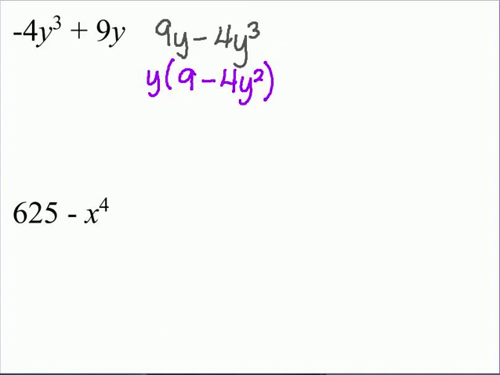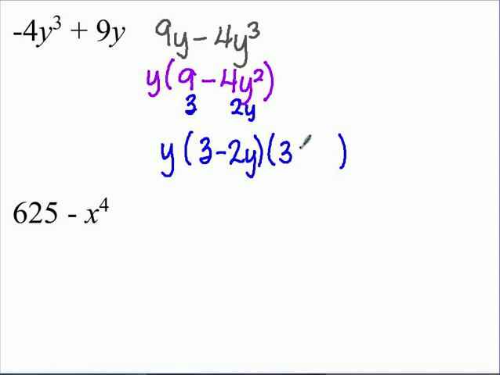Good. So what is squared to give me 9? What about 4y squared? 2y. So I have y, and then I have two quantities. What will be in each of those quantities? 3 minus 2y and 3 plus 2y. There you go.